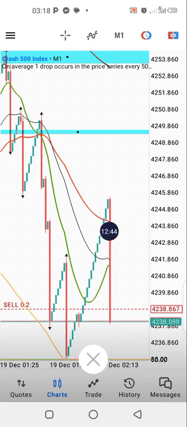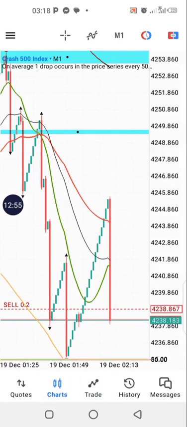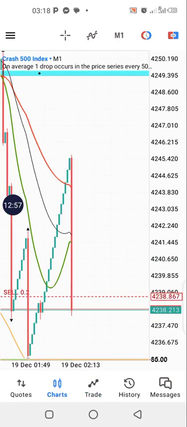I told you once it gets to the red moving average, you can close your trade, but this is just 1 2. That tells us that we always need patience in our trading. We need patience, and it's still going to spike. So I will still hold this trade.